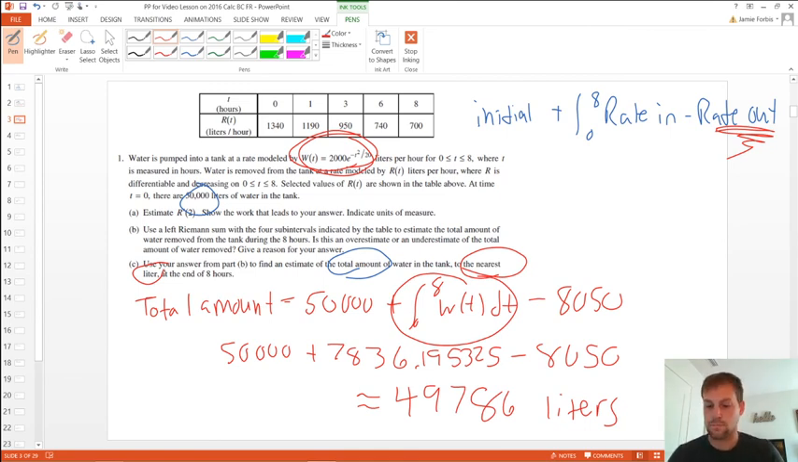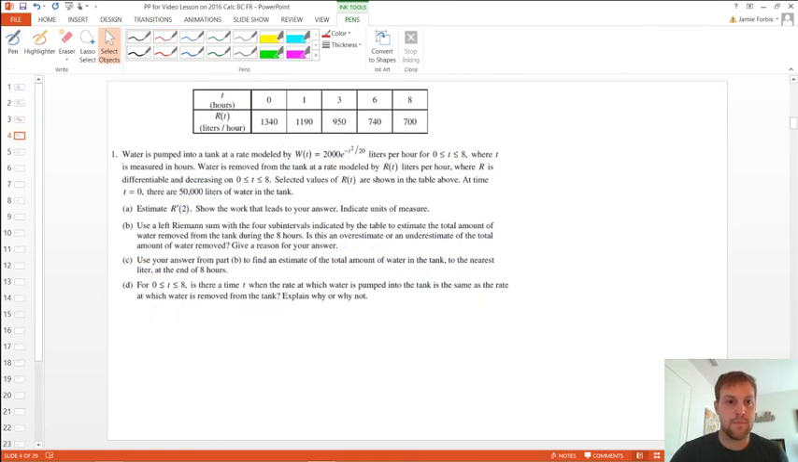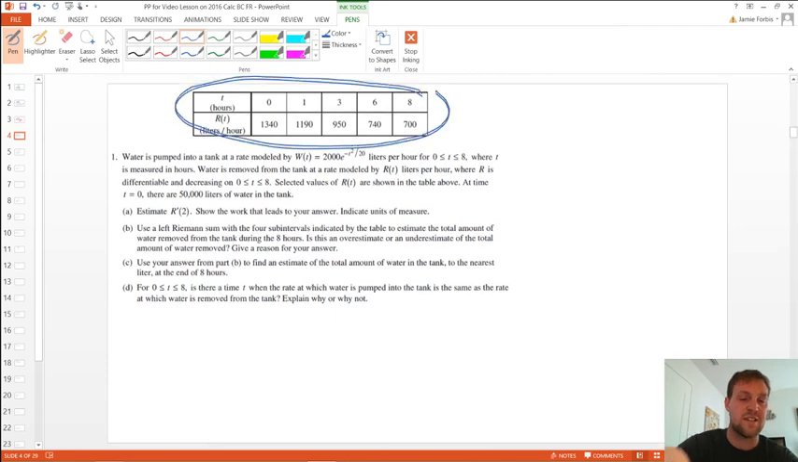All right, and then lastly, D. D says, for 0 to 8, is there a time when the rate at which water is pumped into the tank is the same as the rate at which water is removed from the tank? Explain why or why not. Now if we had two equations for the rates, we would just set them equal to each other and solve. But for one of them, we're given a chart, a snapshot. So we're going to have to prove using some theorem that this is going to be the case.